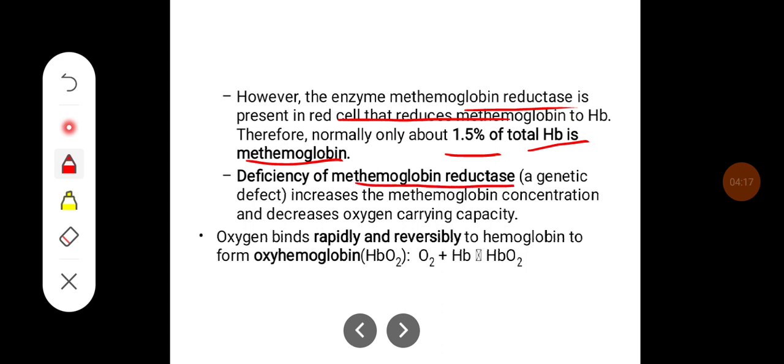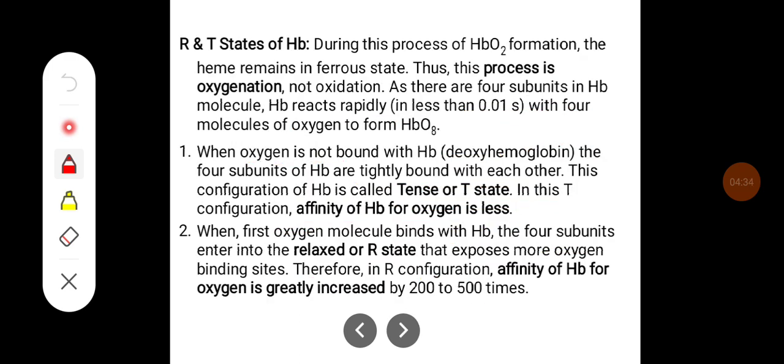Deficiency of the reductase enzyme, a genetic defect, increases the methemoglobin concentration and decreases the oxygen carrying capacity. Oxygen binds rapidly and reversibly to hemoglobin to form oxyhemoglobin. The R and T states of hemoglobin, that is relaxed and tense states of hemoglobin. During this process of HbO2 formation, the heme remains in ferrous state. Thus, this process is oxygenation and not oxidation.